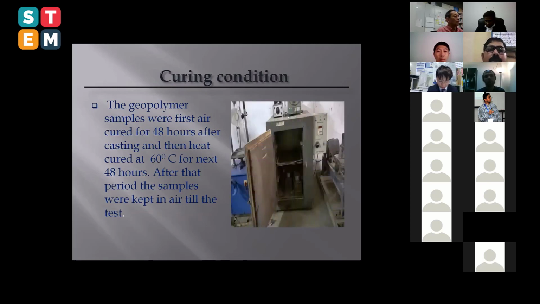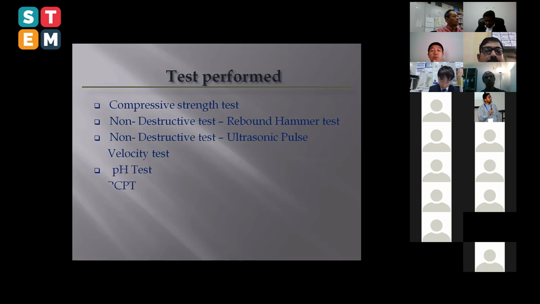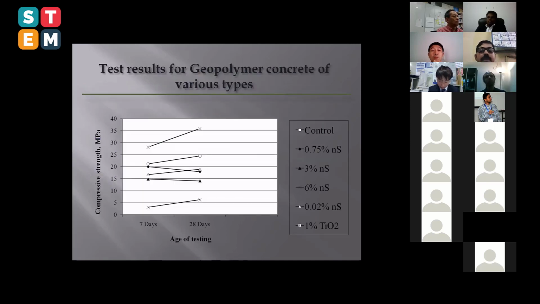The geopolymer samples are first air cured for 48 hours after casting, and then heat cured at 60 degrees for the next 48 hours. After that, the samples are kept in air at ambient temperature till the test. We performed the compressive strength test, and non-destructive tests: rebound hammer, ultrasonic pulse velocity, EH test, and RCPT test. I've used some resistivity tests also.